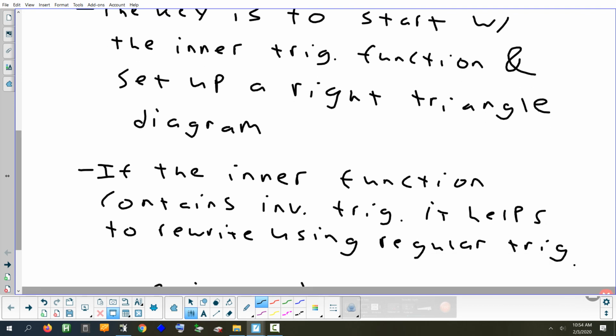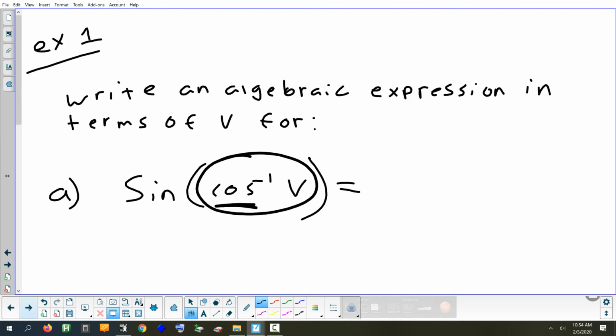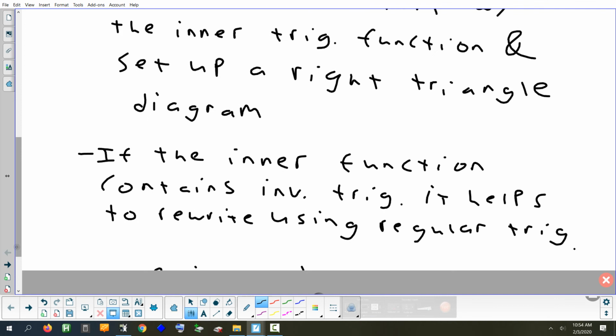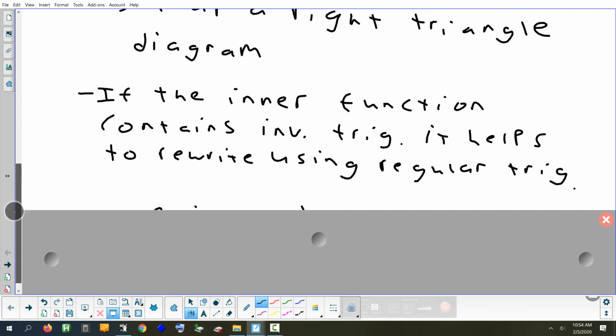Now, in order to do that, we are going to have to rewrite it a little bit. Maybe after a while you won't need to do this step, but at first it's going to make more sense if we do it. If that inner trig function is inverse trig, which it is in this one, I'm going to want to rewrite it using regular trig. So what we're going to have to do is we're going to have to cancel out the inverse cosine using a function that's the inverse, and we just talked about that. So I'll show you how we do that step.